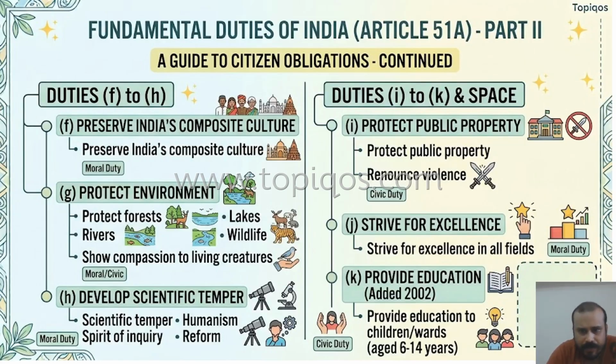So: provide education to children, civic duty; renounce violence; protect public property; strive for excellence in all fields. Obviously it's a civic duty because we already have a law for this, the Right to Education Act. Develop scientific temper, humanism, reform, spirit of inquiry, and we have seen that how do you define scientific temper is a bit difficult to maintain here. And protect environment. This has moral and civic duties also. We have already discussed it. So show compassion, this becomes the moral principle, and this is the civic part. Protect public property is a civic duty here.